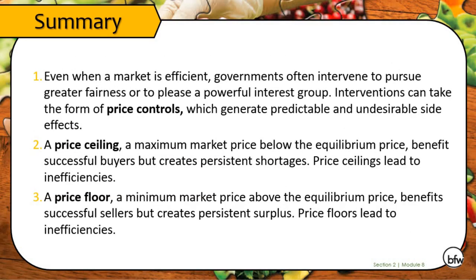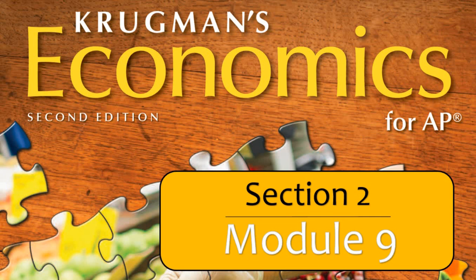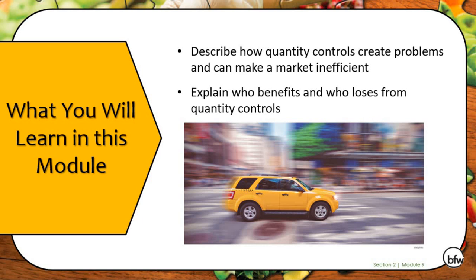So moving on to Module 9 real quick. We'll get through that here really fast. Not a whole lot here. So we just talked about price ceilings and price floors. Now what we're going to do is take a look at what happens when the government controls quantities, or when they put in a quota for something.